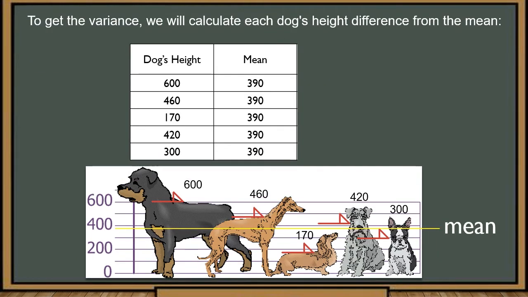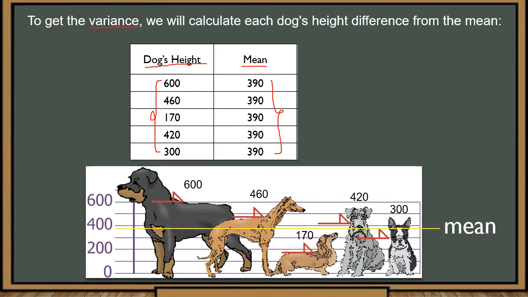To get the variance, we will calculate each dog's height difference from the mean. We're done with taking the mean. This time we will take the variance. So we have here a table. In the first column, we have the dog's height, or the random variable, and we have here the mean. The first dog's height is 600. The mean is common to all because we only have one mean.